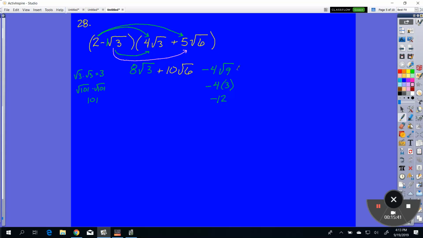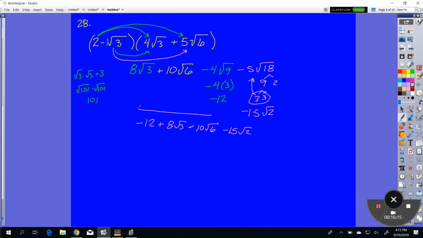So negative 1 times 5 is negative 5. Square roots of 3 times the square root of 6 is the square roots of 18. So let's break that down. That's 9 and 2, which is 3 and 3. This multiplies the negative 5, so that makes negative 15 square roots of 2. So I don't have any like radicals. This is a square root of 3, this is a square root of 6, and this is a square root of 2. So that's my answer. Negative 12 plus 8 square roots of 3 plus 10 square roots of 6 minus 15 square roots of 2. So that's all we have to do on that problem.